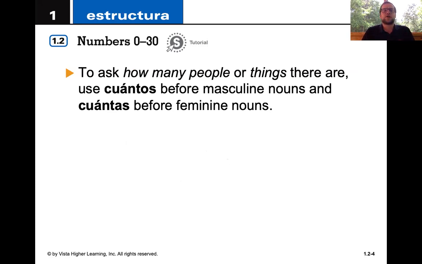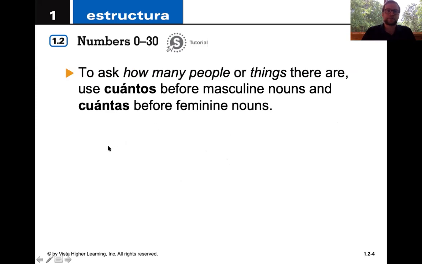Muy bien. All right, now, if we're going to ask people how many people or things there are, okay, we're going to use the word cuántos before masculine nouns and cuántas before feminine nouns, okay? Because essentially this is functioning as an adjective, right? You're saying how many are there. ¿Cuántos hombres hay en la clase? ¿Cuántas mujeres hay en la clase?